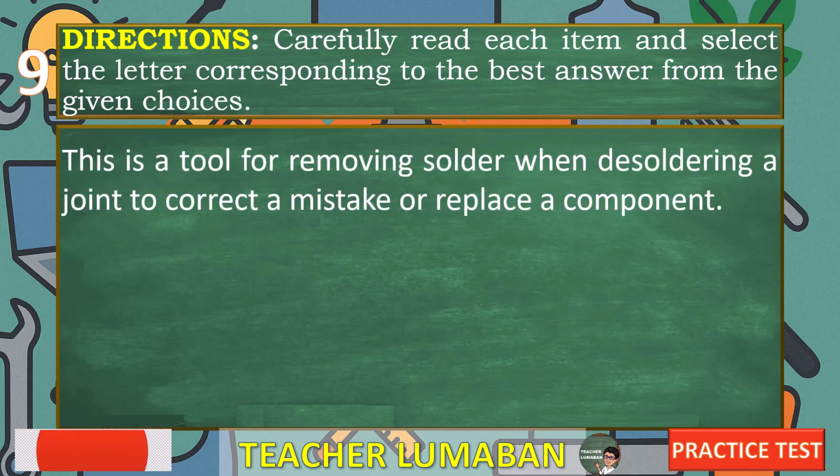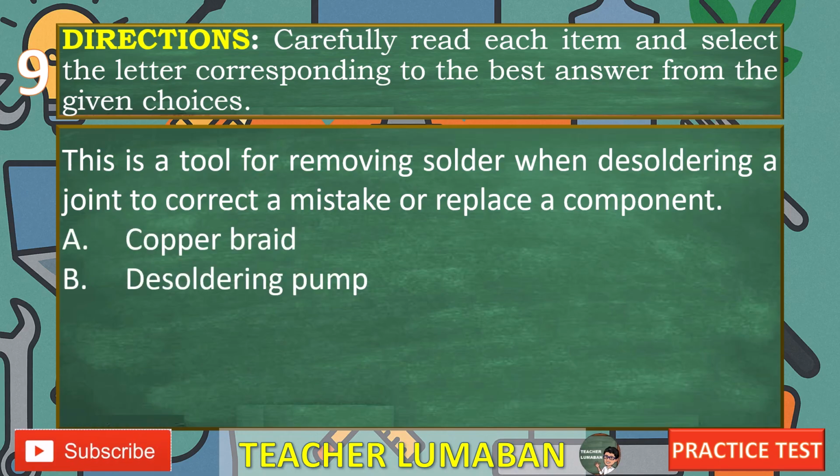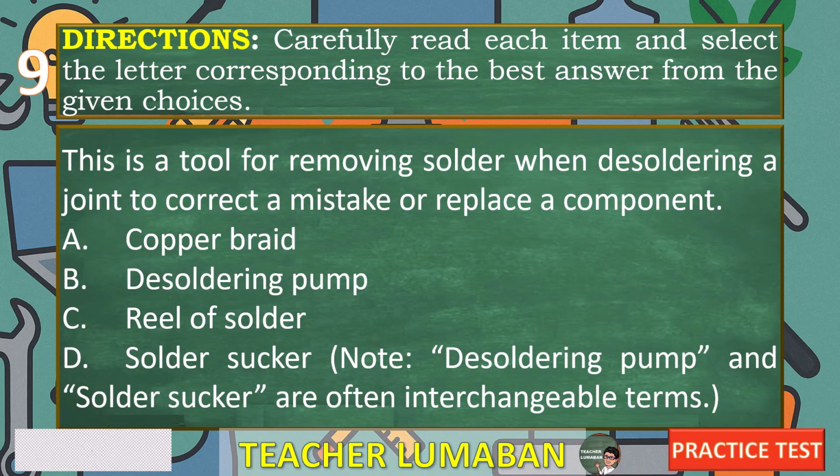This is a tool for removing solder when desoldering a joint to correct a mistake or replace a component. A. Copper braid. B. Desoldering pump. C. Reel of solder. D. Solder sucker. Note, desoldering pump and solder sucker are often interchangeable terms.